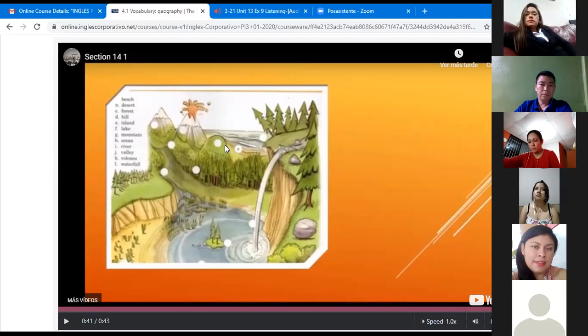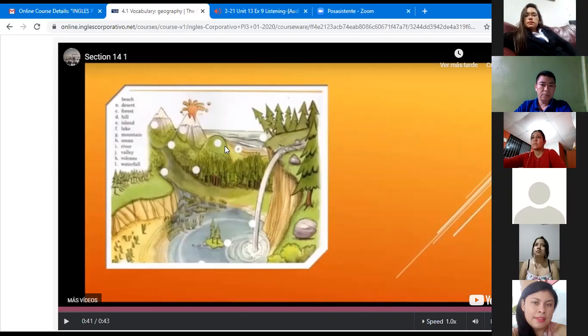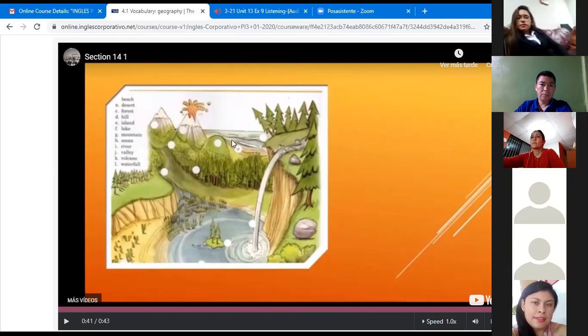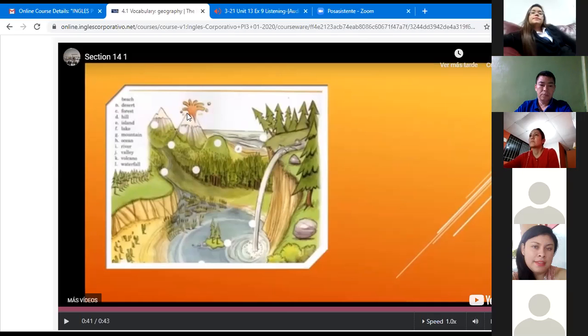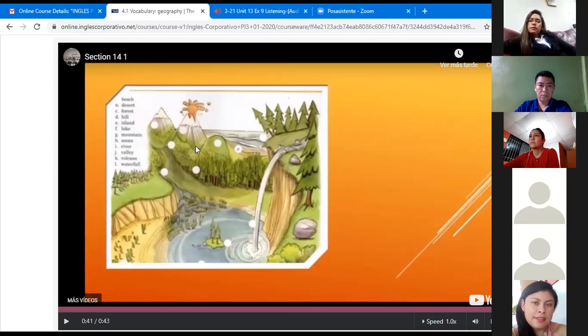That one there is hill. Which one? Hill. And this one is a mountain. See that the volcano, mountain. The volcano has a crater. Like San Salvador is a volcano, right? Yes. Okay, good. So then this is a mountain and this is a hill.